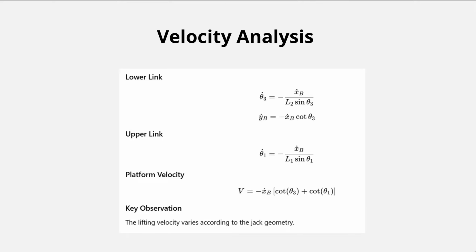One important observation is that the lifting velocity is not constant. Even though the screw moves at constant speed, the platform velocity changes continually because it depends on the instantaneous geometry of the mechanism. This behavior is characteristic of scissor-type lifting systems and highlights the non-linear nature of the mechanism.